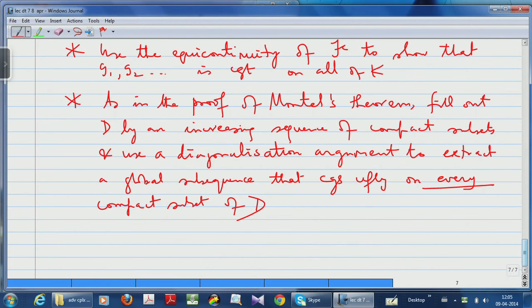All right, so let me just write down what I said last time. We are trying to prove Marty's theorem, which is an analog of Montel's theorem for meromorphic functions, okay? And what I've written here is one way of the proof of the theorem, okay?